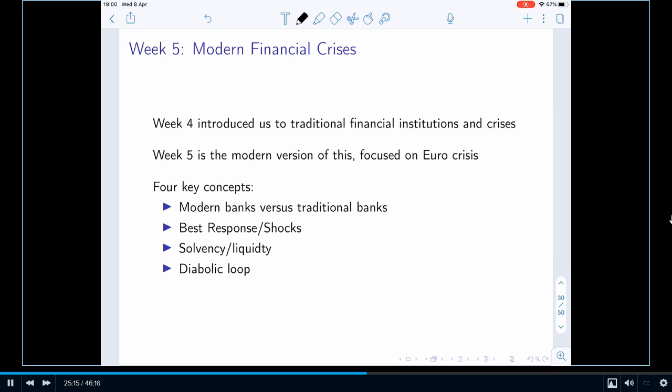So there are going to be 4 key concepts that we're going to review from this material. The first one is going to think about how modern banks are different from traditional banks and how the structure of the financial system has changed. And that's going to be related to representing these changes in terms of best response curves and how banks respond to those best response curves.